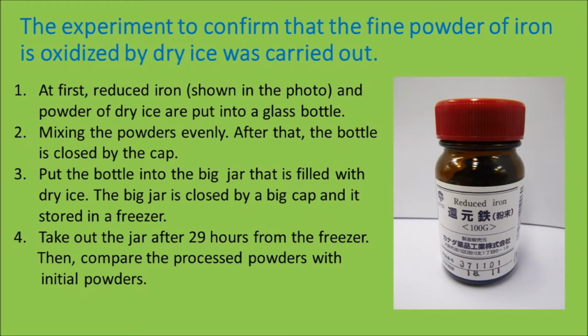The experiment to confirm that fine powder of iron is oxidized by dry ice was carried out. At first, fine iron powders shown in the photo and powder of dry ice are put into a glass bottle, mixing the powders evenly. After that, the bottle is closed by the cap. Put the bottle into the big jar that is filled with dry ice. The big jar is closed by a big cap and stored in a freezer. Take out the jar after 29 hours from the freezer. Then, compare the processed powders with the initial powders.